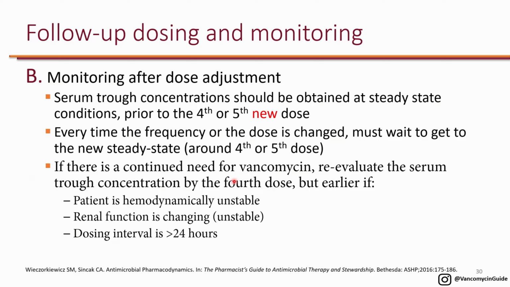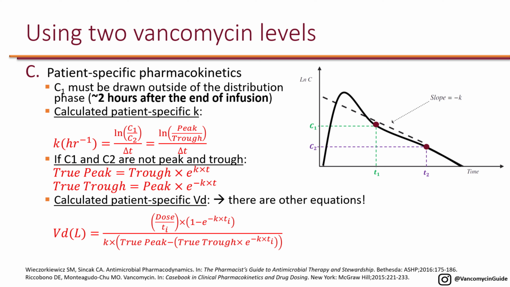So oftentimes, if you actually evaluate the need for vancomycin, it might be that vancomycin is no longer needed, so your intervention would be to actually discontinue vancomycin. So before you spend time to figure out the dose and frequency for vancomycin, first evaluate if it's actually needed. Now let's take a look at patient-specific pharmacokinetics.